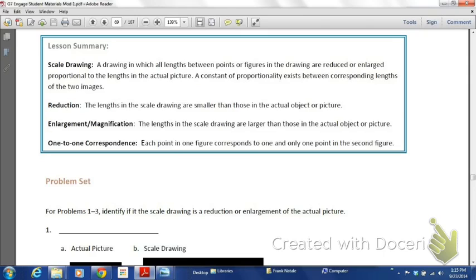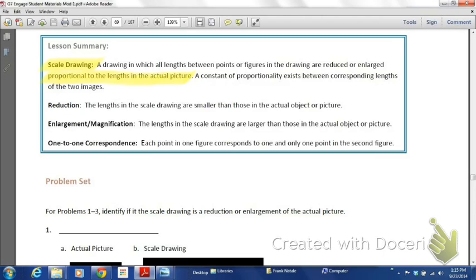Okay, we'll end this lesson with just a little summary and a couple of points to be made. You can see here on the screen and in your binder. A scale drawing definition is a drawing in which all lengths between points or figures in the drawing are reduced or enlarged proportional to the lengths of the actual picture. This idea of proportional to the lengths of the original or the actual picture, that is the key.